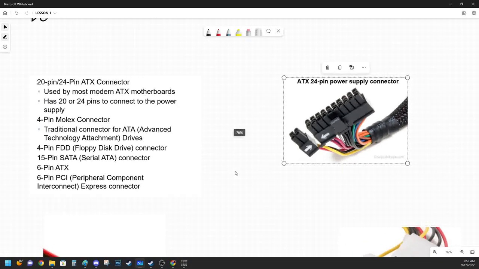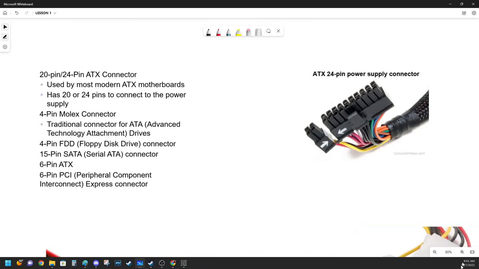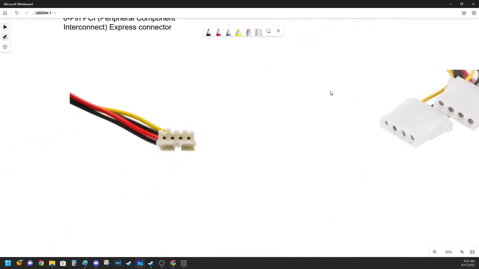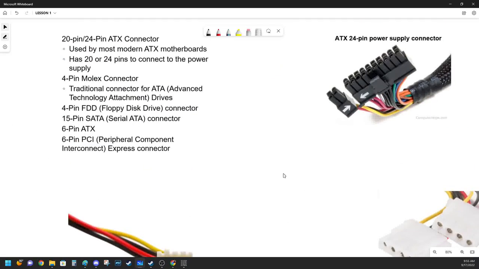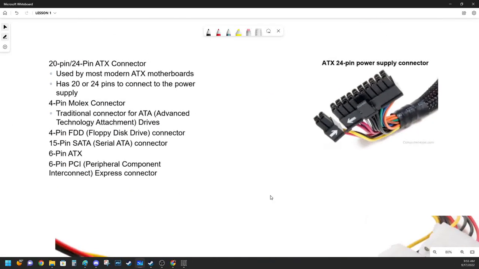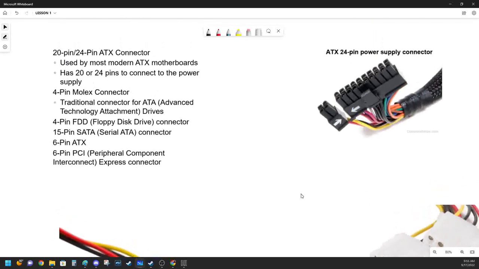So let's go ahead and talk about a few of these. The power supply has various connectors that come off of it, and they have some very specific functions, right? So here's just a quick list I threw up here. We're gonna look at each one of these and talk about what they do and some key bullet points we need to know about them. I tried to get the best pictures I could find on the internet where you can actually see some detail.